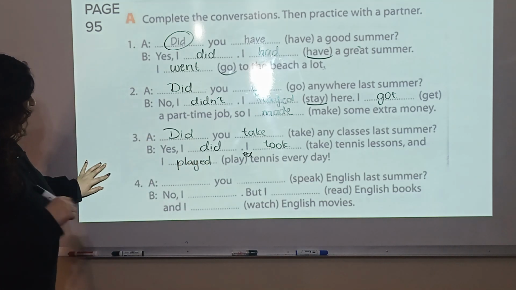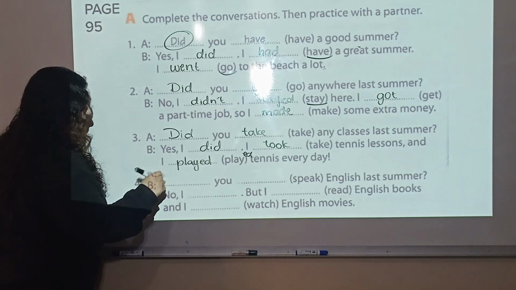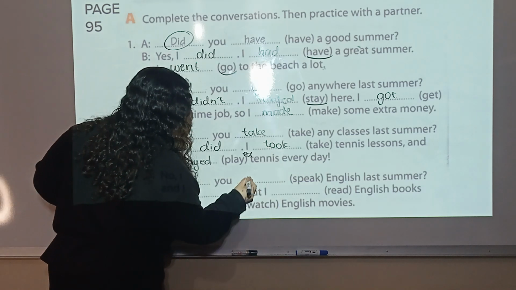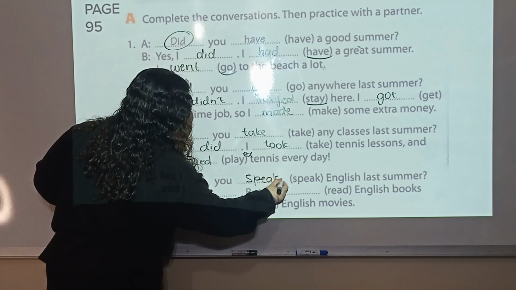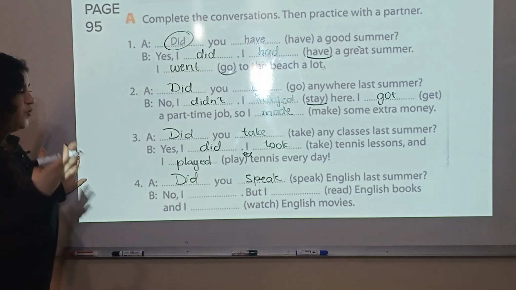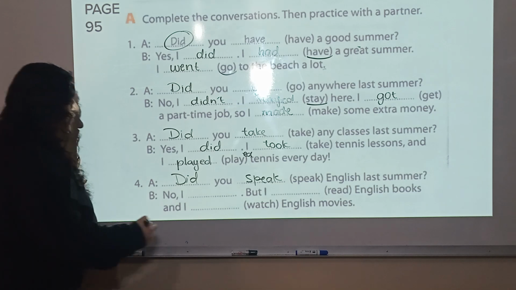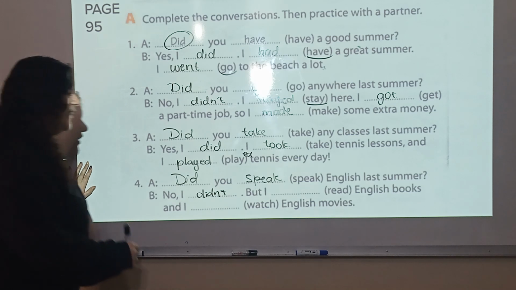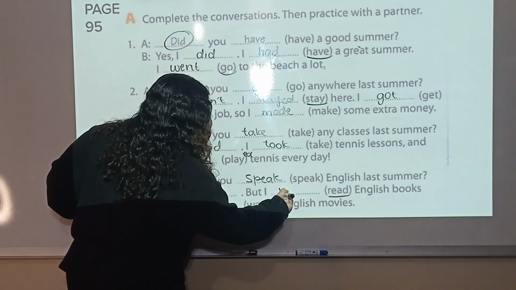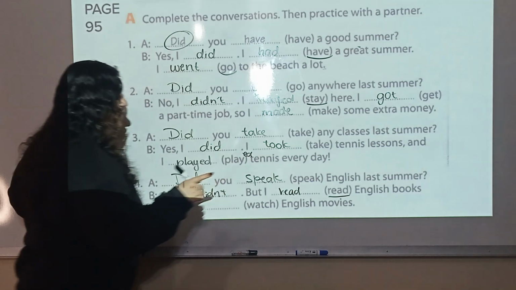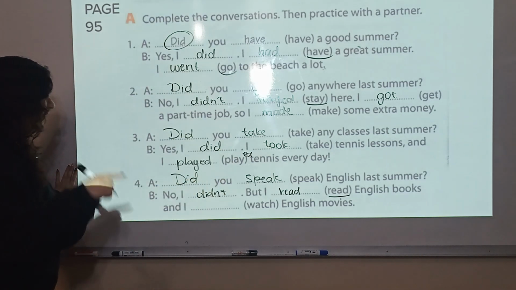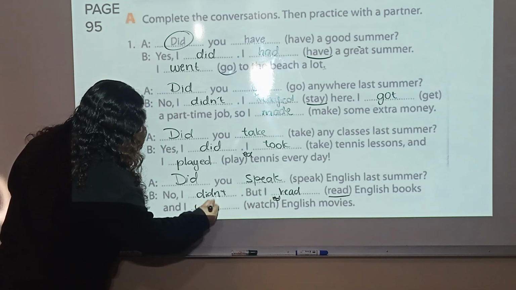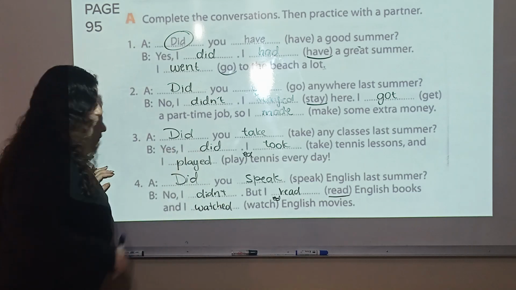And lastly, we have another one that starts with a question. So did you, and then speak. Remember that our verb stays the same because it's a question. Did you speak English last summer? And the answer is no. It's negative, so didn't. But this verb is irregular, and it stays the same, but it is pronounced differently. But I read English books, and this one is a regular verb, so I watched English movies. There you go.